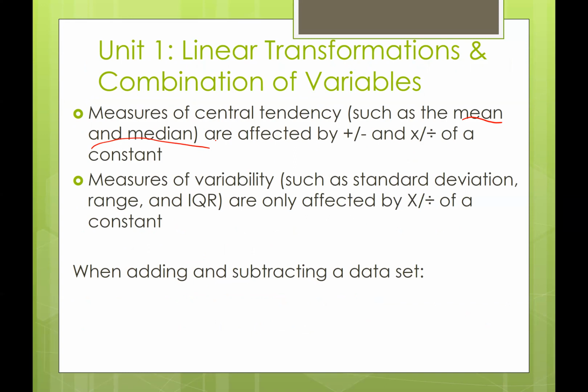Measures of variability, such as standard deviation, range, and IQR, are only affected by multiplication and division of a constant. The reason for that is variability is how spread out the data is. If we add the same number to every number in the data set, every number moves by the same amount, so the spread of the graph doesn't change. But when you multiply or divide every number in the data set by a constant, some things increase by more than other things, so the spread of the graph is changing.